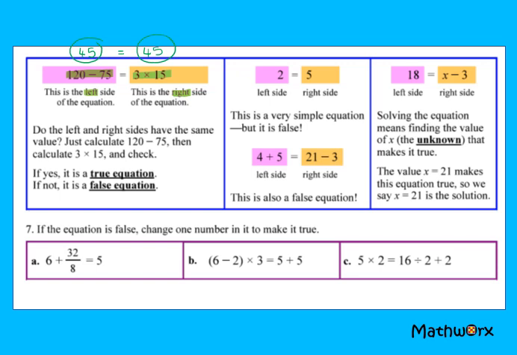So they balance. If yes, it is a true equation. So 120 minus 75 equals 3 times 15 is a true equation.